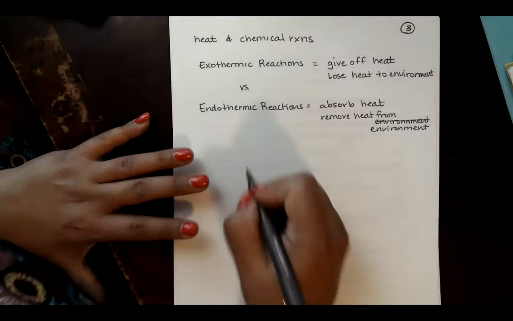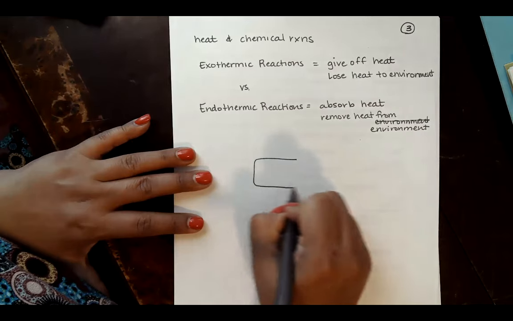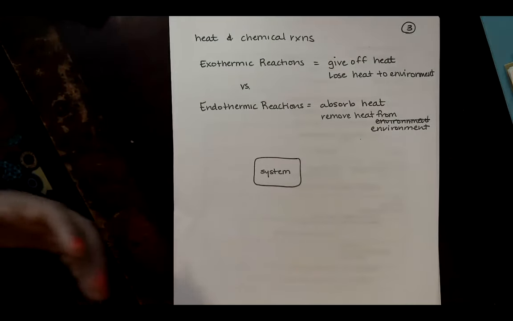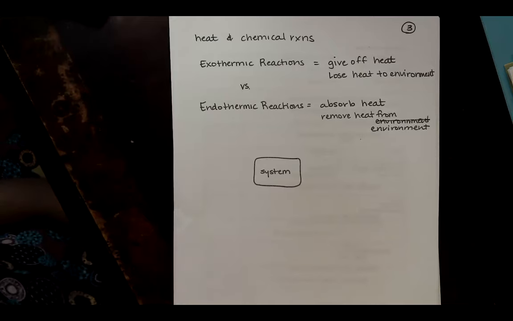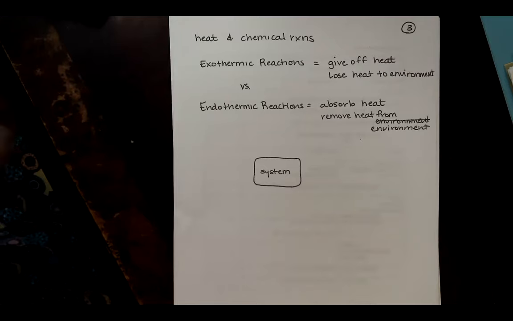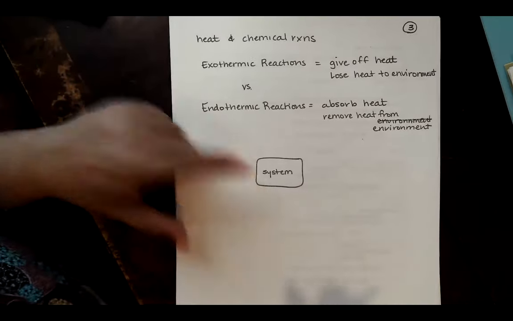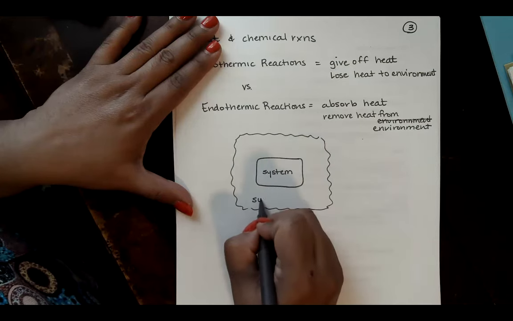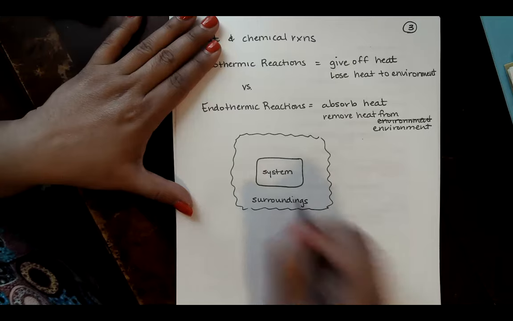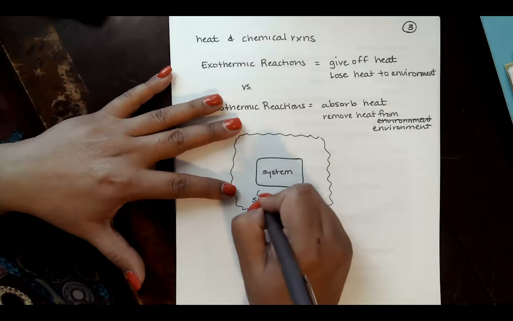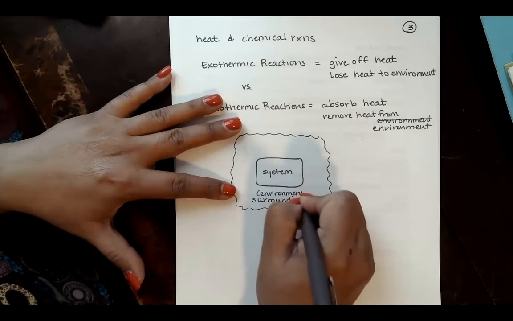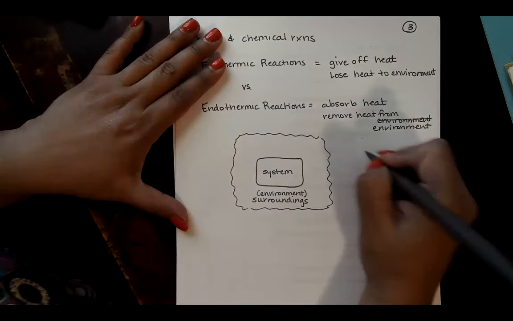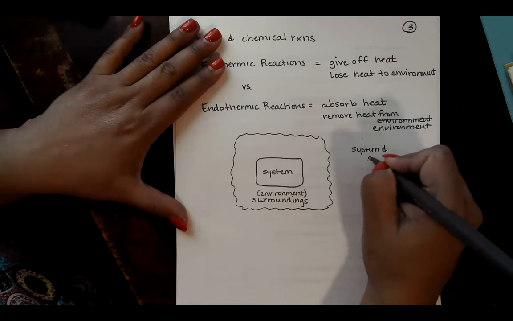So what are we looking at? Let's say you have a system. A system could be a chemical reaction. When we observe a chemical reaction, you and I are not part of the system. We are part of the surroundings, or we might call this the environment. The universe is both the system and the surroundings. Together, the system and the surroundings comprise the universe.